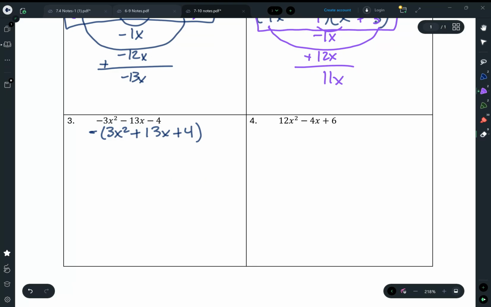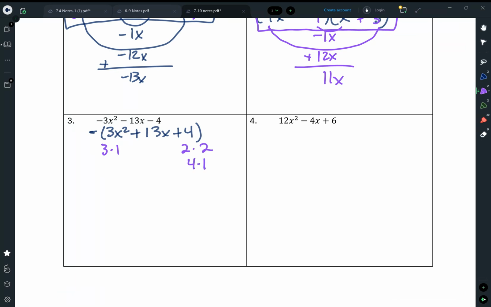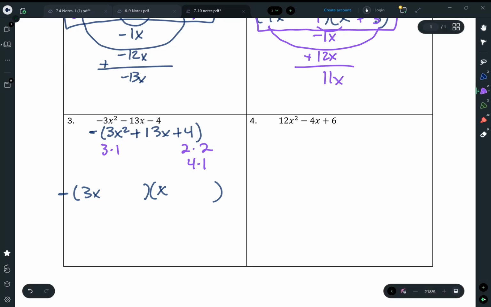So again, for the 3, we could have a 3 times 1. For the 4, we could have a 2 times 2 or a 4 times 1. So let's go ahead and try this. I'm going to set this up with a 3x. Don't forget my minus sign in front. And my 1x, so x is by itself. And then I've got to decide, is it 2 and 2 or 4 and 1? So everything's positive, right? So let's write plus signs in both.